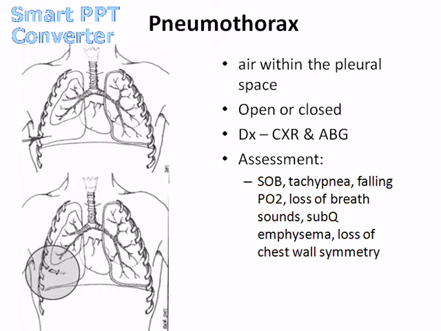So when we do our nursing assessment of a patient with a pneumothorax, we're going to look for shortness of breath, increased respiration, tachypnea, a falling pulse oximetry, so we're losing our O2 sats, and loss of breath sounds on the affected side. We're going to palpate for subcutaneous emphysema or crepitus. There will be hyperresonance with percussion, and that's a late sign. And there will be lack of movement on that affected side when we look at the patient.